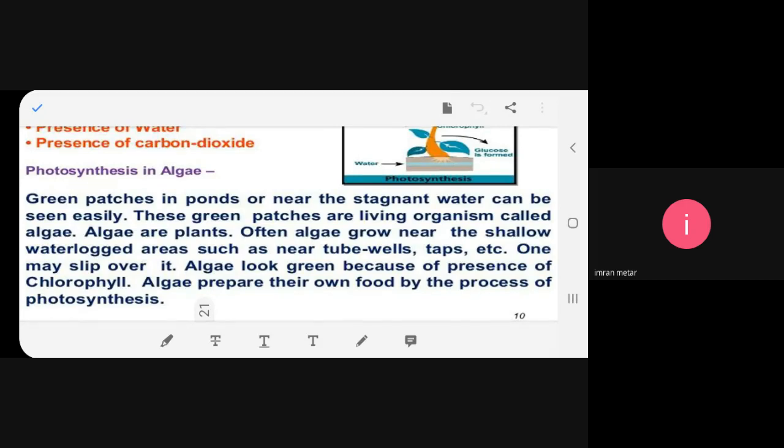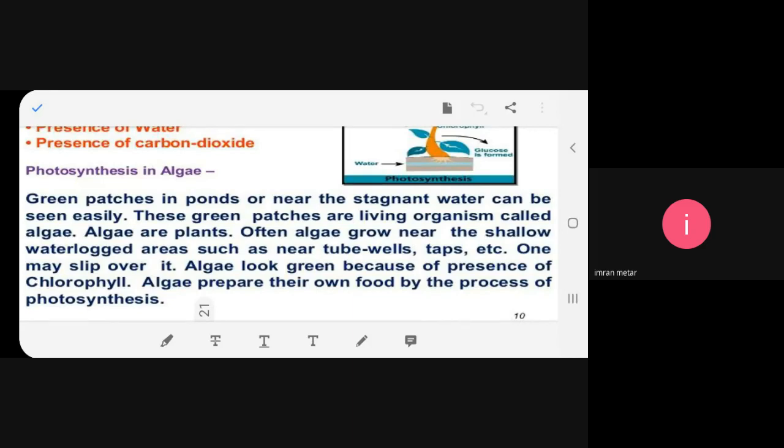Algae look green because of the presence of chlorophyll. Algae prepare their own food by the process of photosynthesis. I hope you all understood. We know there are green patches, maybe where water is stagnant. What is stagnant, beta? When the water is not flowing, it is called stagnant. You see it in ponds or in a pool of water which is not moving. You can observe it usually during the monsoon, the rainy season.